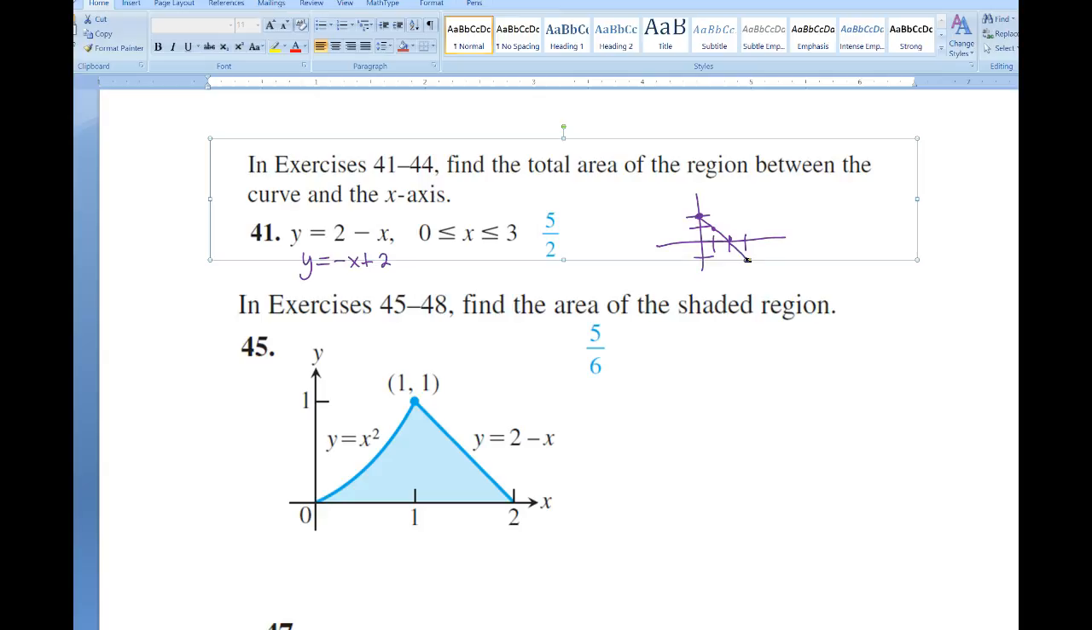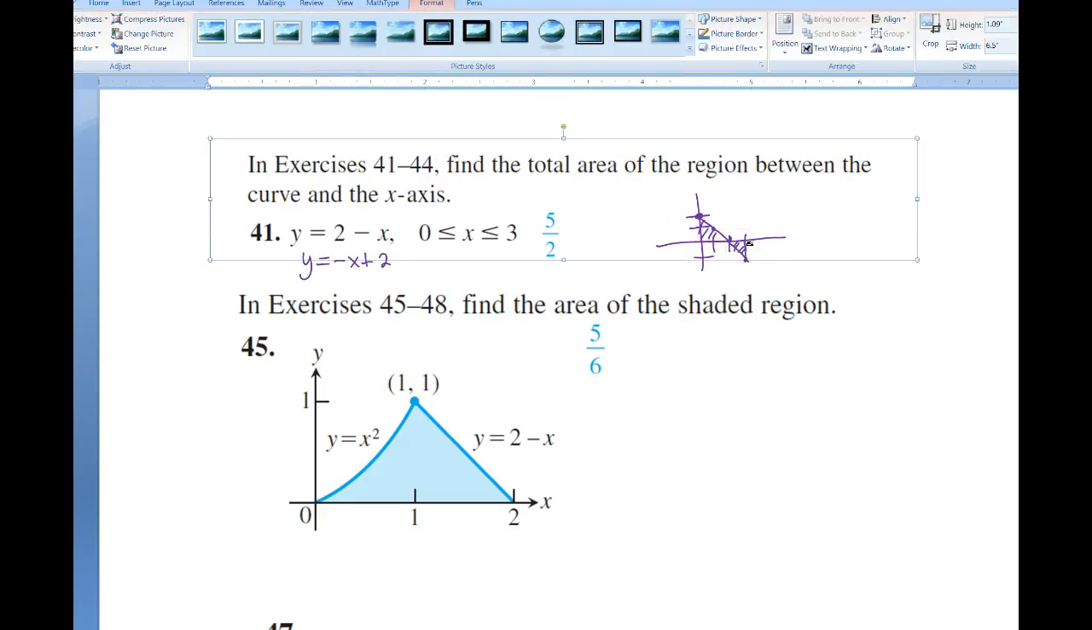What do we notice about the region? Well, you could just figure it out by hand, by just finding the area of the triangles. Or you could break it up into 2 different integrals. Do you see that? I honestly think it would just be easier just to use the triangles.